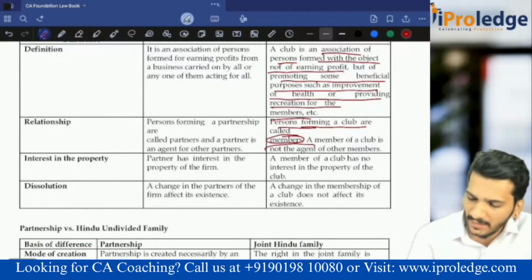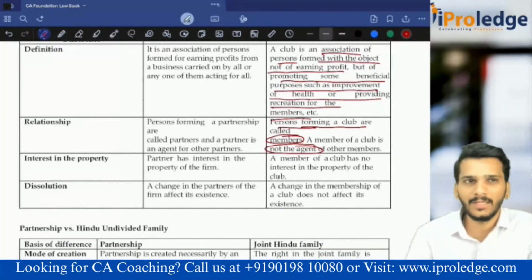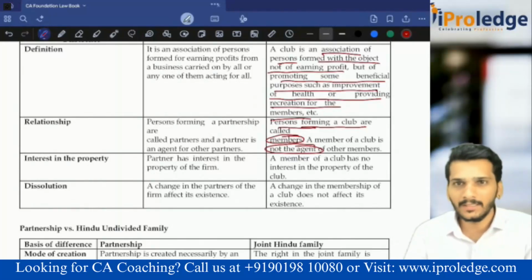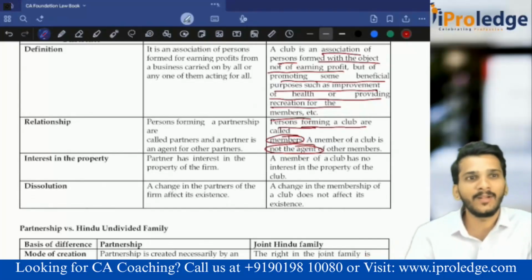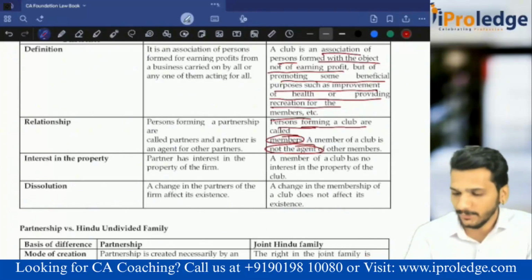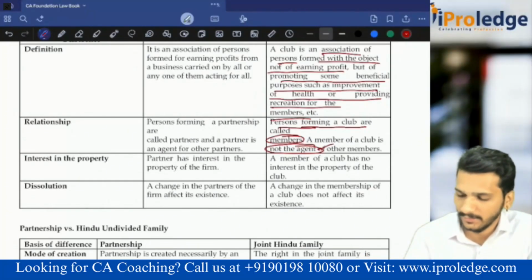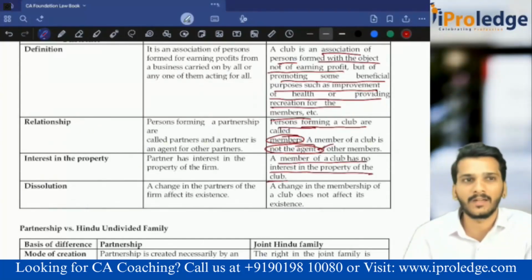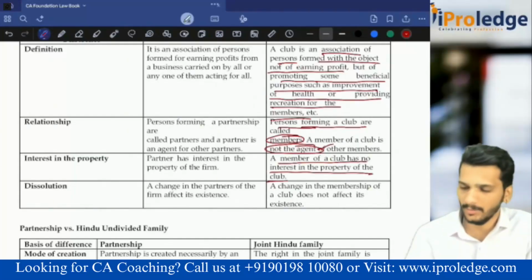and nobody is the agent of the other member. Because I am going there because I want to get the benefit, not because I want to take on the liability. Why should I pay the membership fees and also get the liability there? You tell me. That is why nobody is the agent of other members. And a member of a club has no interest in the property of the club. I don't care. I am not the owner at all. I am just a member of the club. I pay the fees. I am enjoying the benefits.